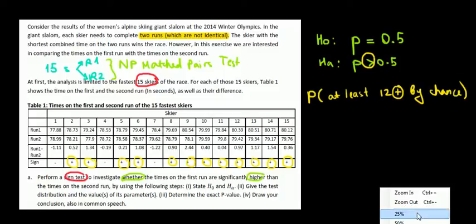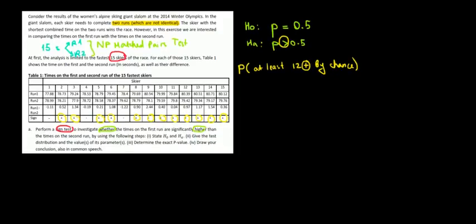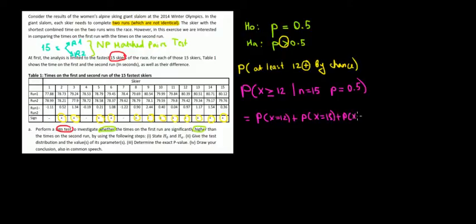Now let me zoom out to get some more space. So we're looking for the probability of having at least 12 positive differences, given that we have a sample size of 15 and a proportion under the null hypothesis of 0.5. And then we just take the data from the table. We take the probability of x being 12 plus the probability of x being 13 plus the probability of x being 14 plus the probability of x being 15. We cannot take any further than that because the sample size finishes at 15.